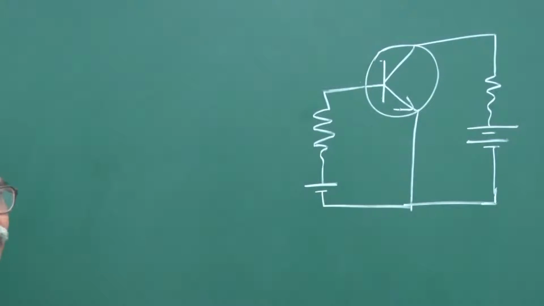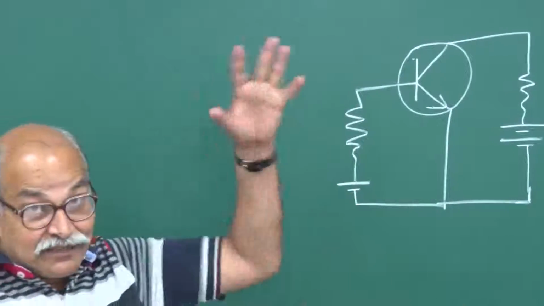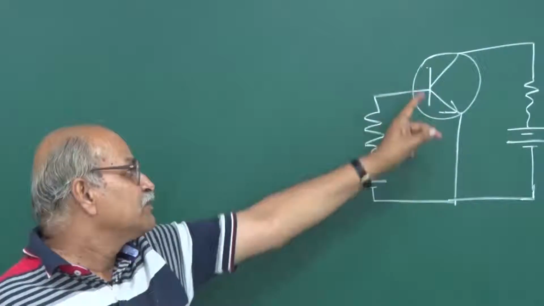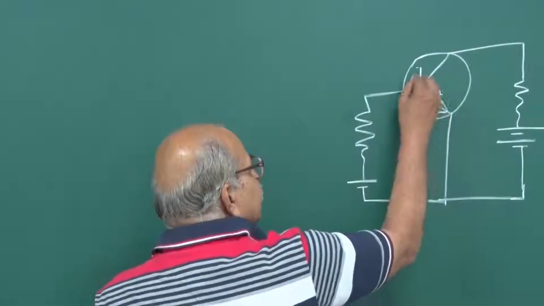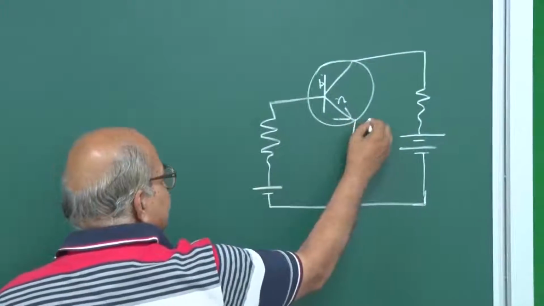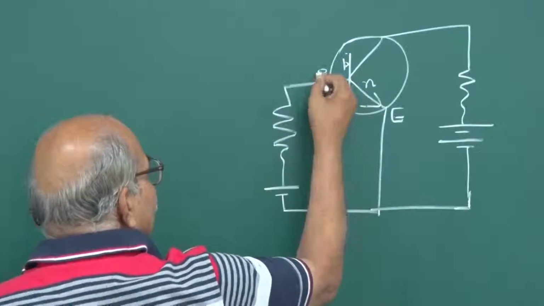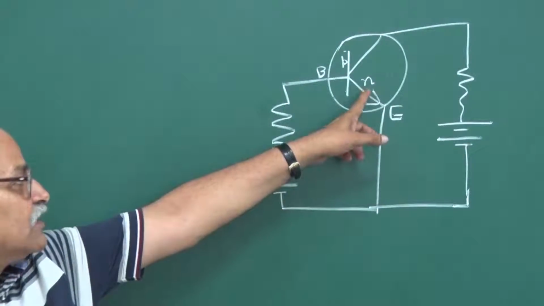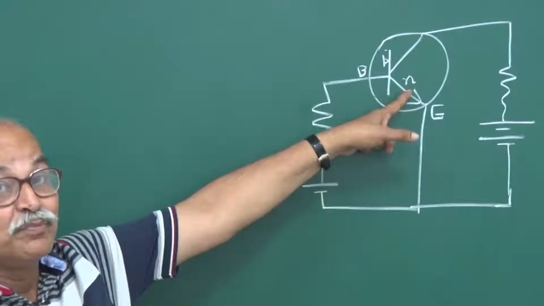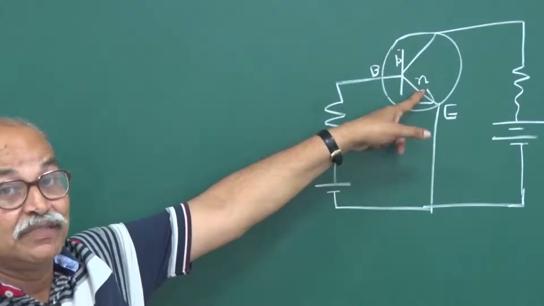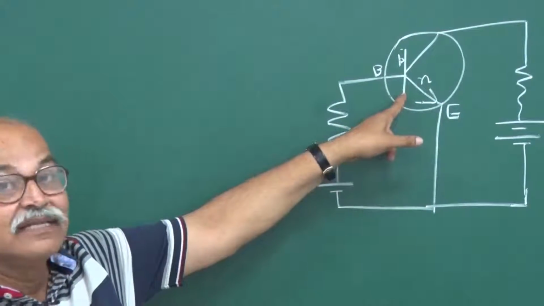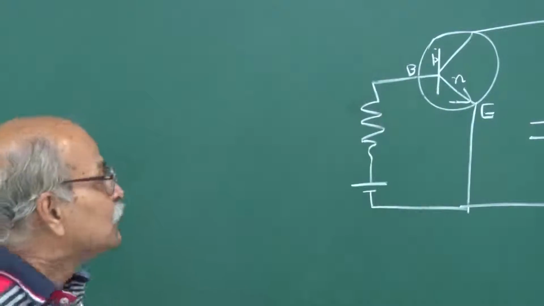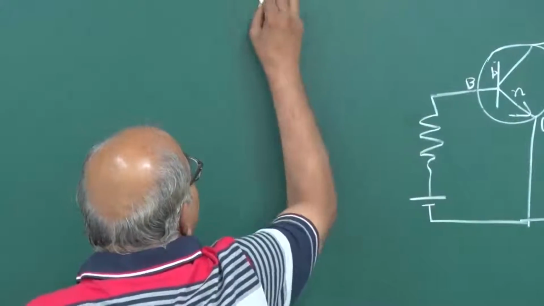Now, what happens? This is the most important physics involved. This emitter and this base, this N here and this P here, this is emitter and this is base. This is forward biased, and this N, the emitter, is heavily doped, and the base is lightly doped and is very thin. So, what happens if you have a normal PN junction?